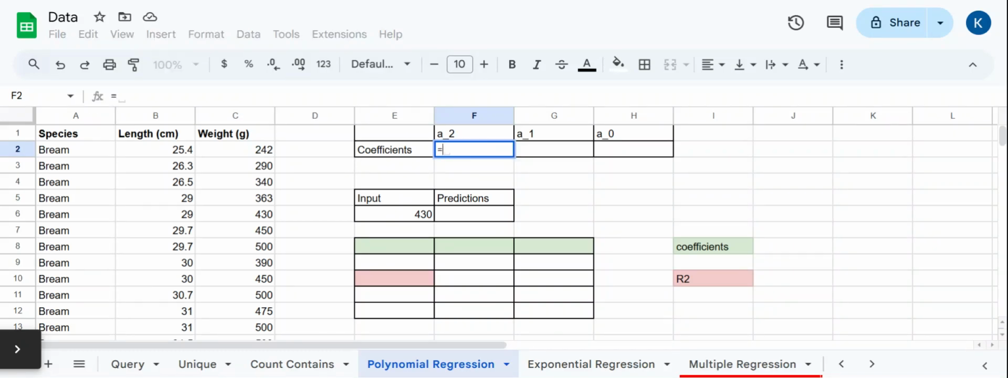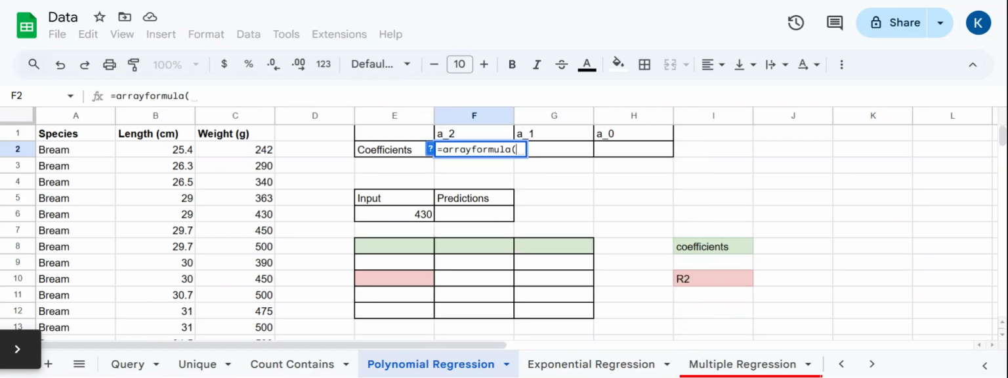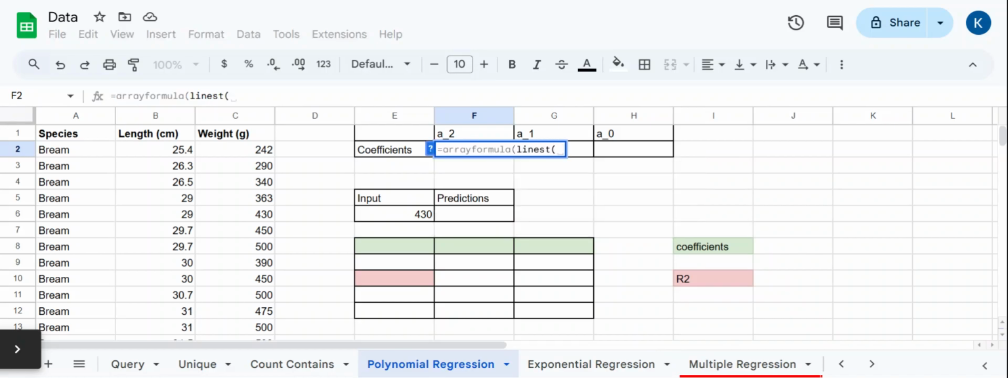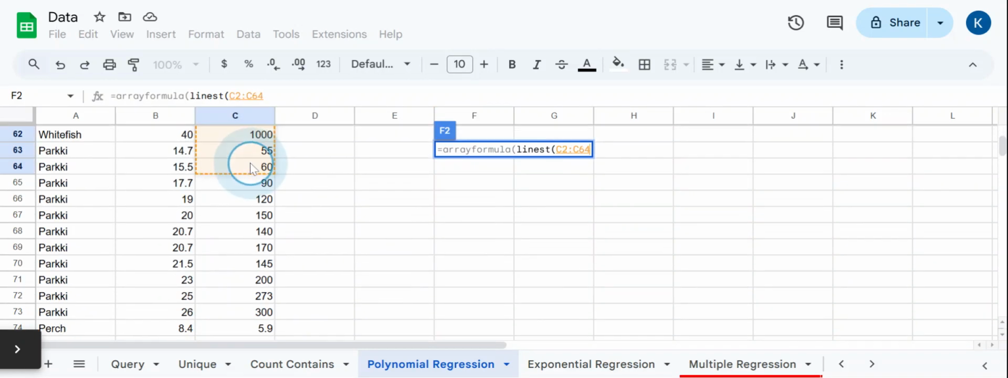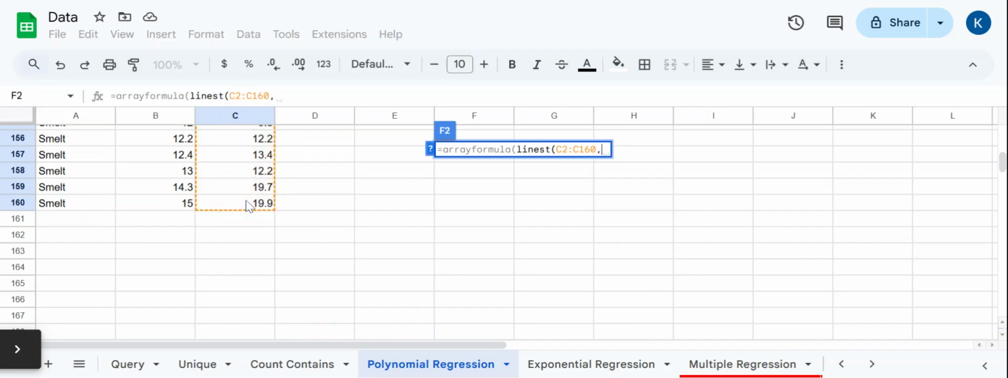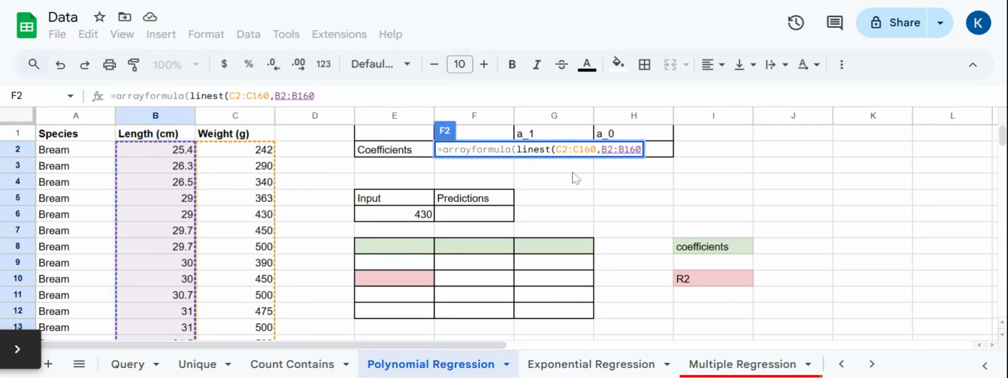To get a polynomial regression equation, you want to type array formula, then LINEST. Then you need to highlight your y data, which in this case is going to be my weight, comma, highlight your x data, which in this case is the length, and this is all data about fish.